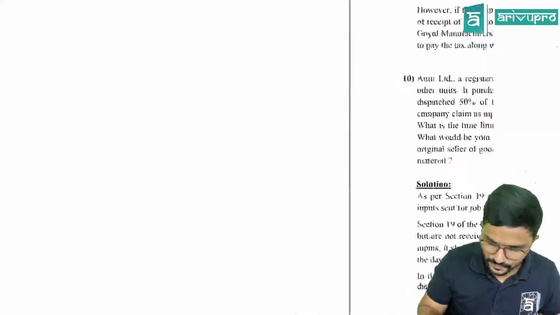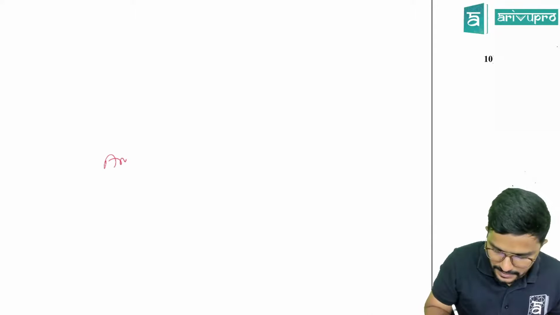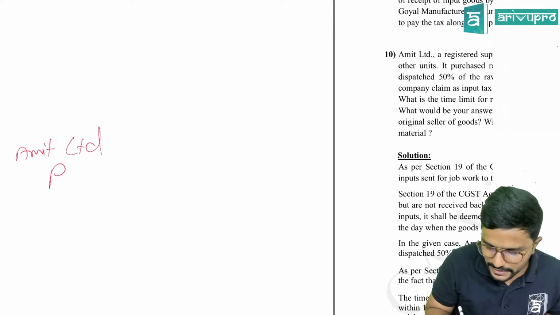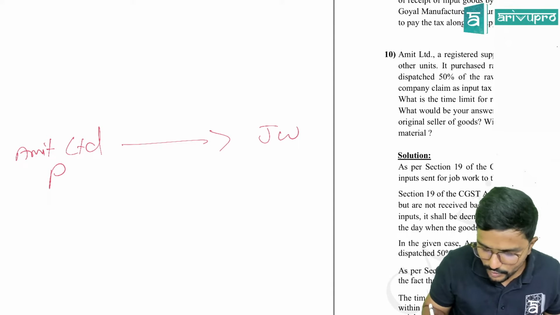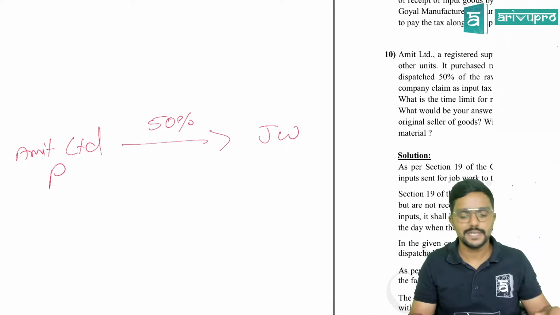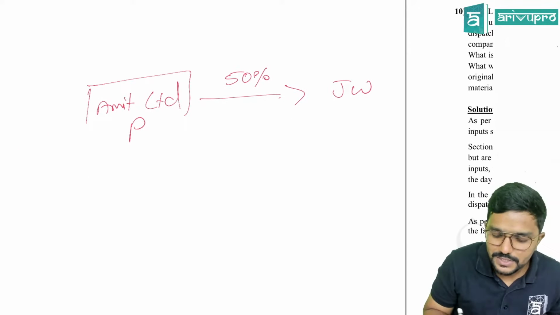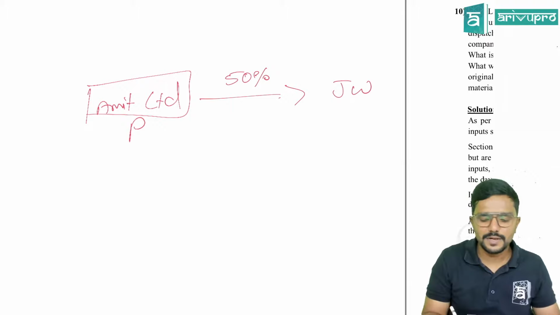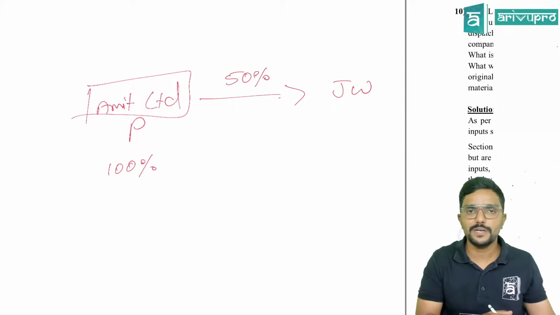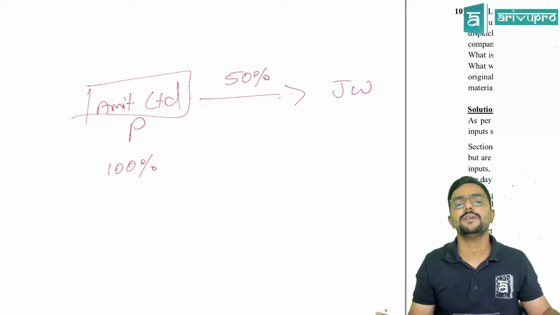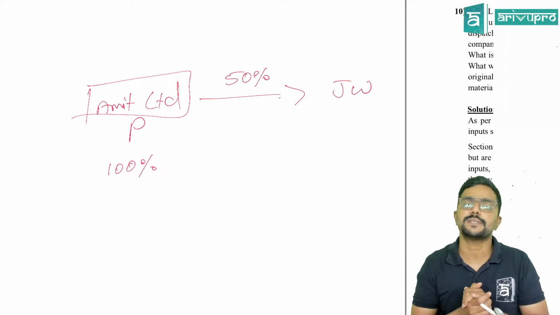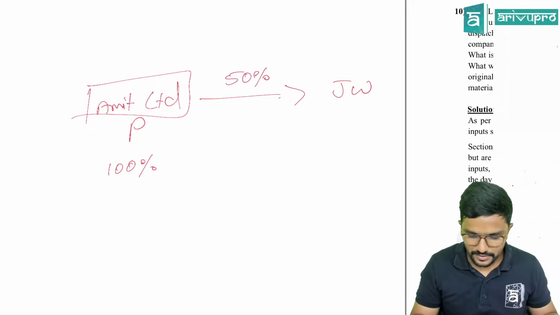Now, here Amit Limited is the principal. They are sending the goods to the job worker. How much? Only 50% goods they are sending. Okay. In that case, Amit Limited, how much credit can they claim? They can claim 100% credit. Not only 50%. 50% they are only having it. Remaining 50% they are giving to the job worker for job work. Still, they can claim 100% credit. Okay. Next.